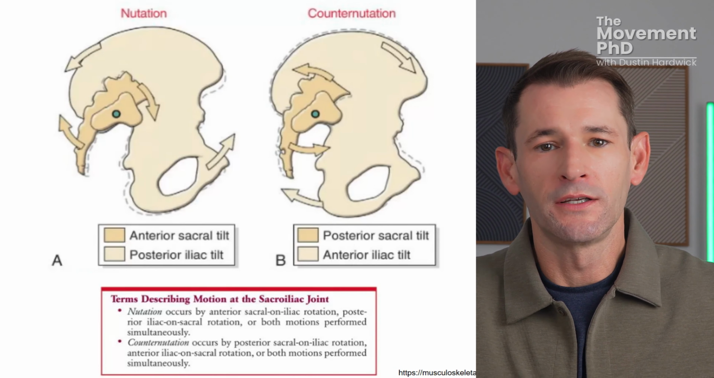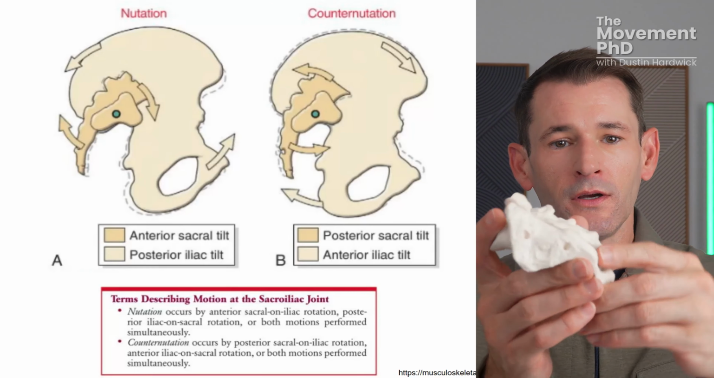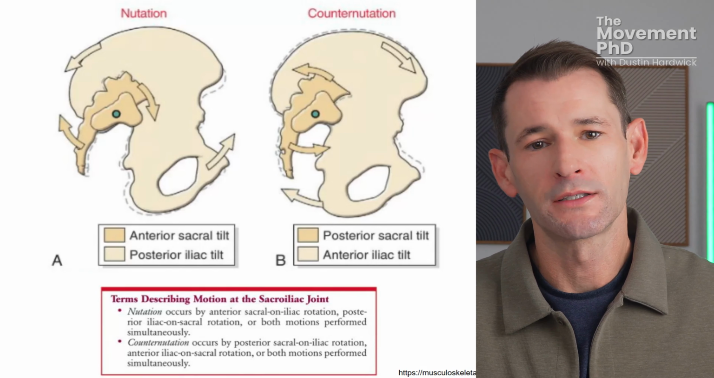So what are the muscles that contribute to nutation or counternutation? For nutation, that's either going to be activation of your erector spinae, because they're going to pull that sacrum into that anterior tilt. So pull of that erector spinae here is going to tilt that sacrum anterior. Or it's going to be pull on that iliac crest in the posterior direction from biceps femoris and other hamstring muscles. What are the forces that contribute to counternutation? Well, that's primarily going to be your hip flexors, because they're going to be pulling that ilium into that anterior tilt.